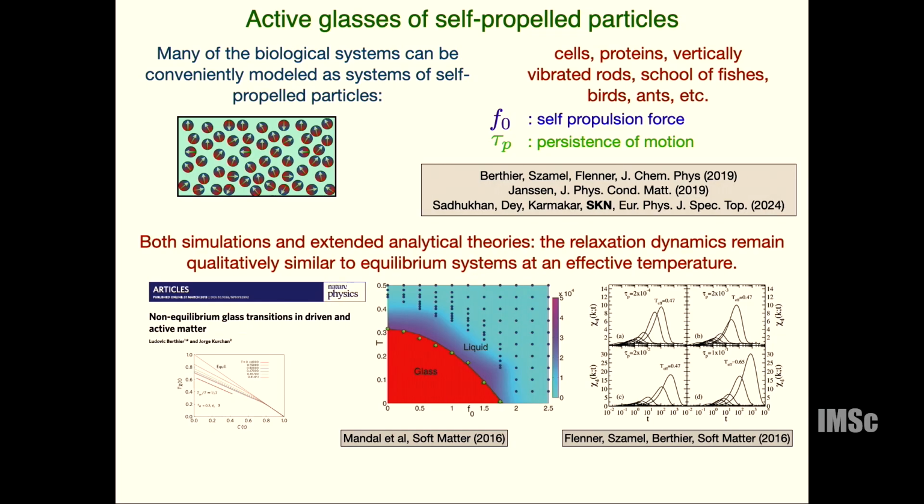So, active glasses of self-propelled particles. There are many biological systems which can be conveniently modeled via this type of system, for example proteins, cells, vertically vibrated rods, schools of fish, birds, etc. These systems have the self-propulsion force F0 and the persistence time tau p. There are many works that have been done in this direction, several of which I have pointed out here, by Ludovic Berthier and Kurchan, from the group of Chandan and Madan, and again by Flenner, Szamel and Berthier. The main aspect from the perspective of the relaxation dynamics is that both simulations and extended analytical theories have shown that the relaxation dynamics remain qualitatively similar to the equilibrium system at a suitably defined effective temperature.